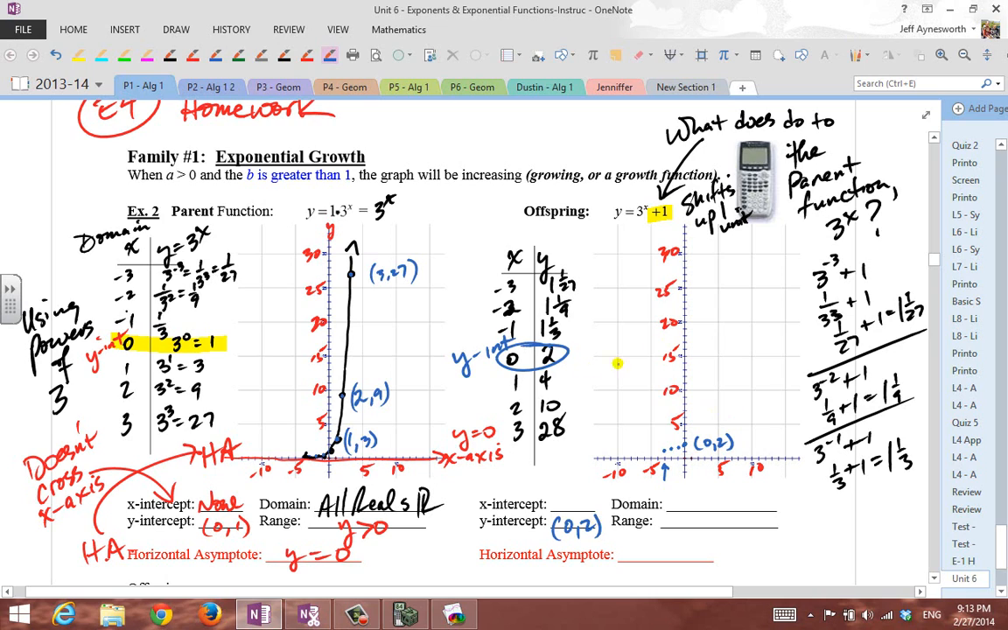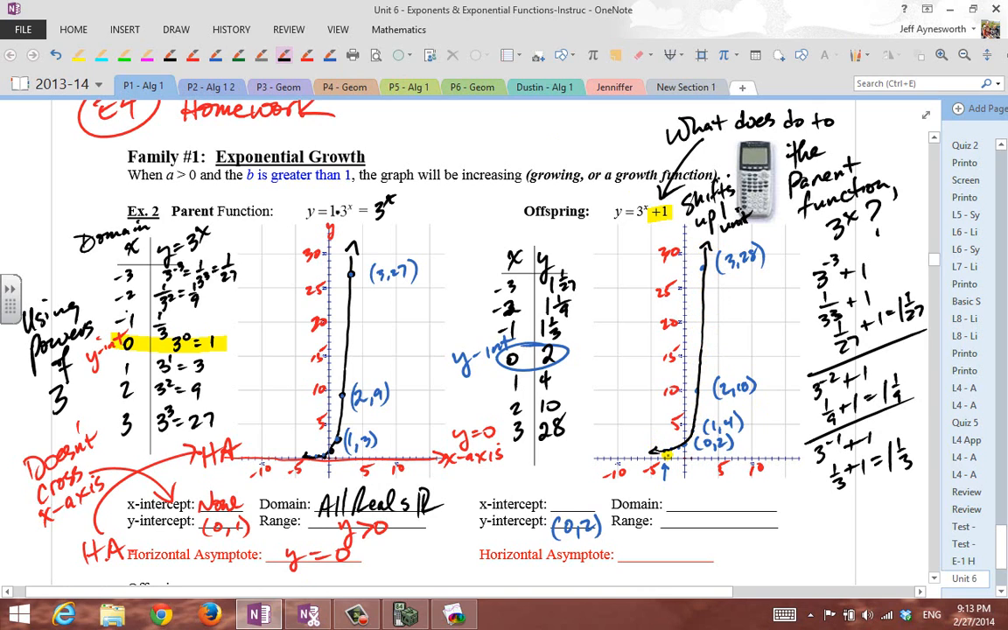All right, and then (1, 4) is right there. (2, 10) right there. (3, 28) way up here. There's (3, 28). There is (2, 10). All right, and this is (1, 4) right here. So I even label my points for you. All right, so now you graph this function here, and it takes off exponentially upward here.